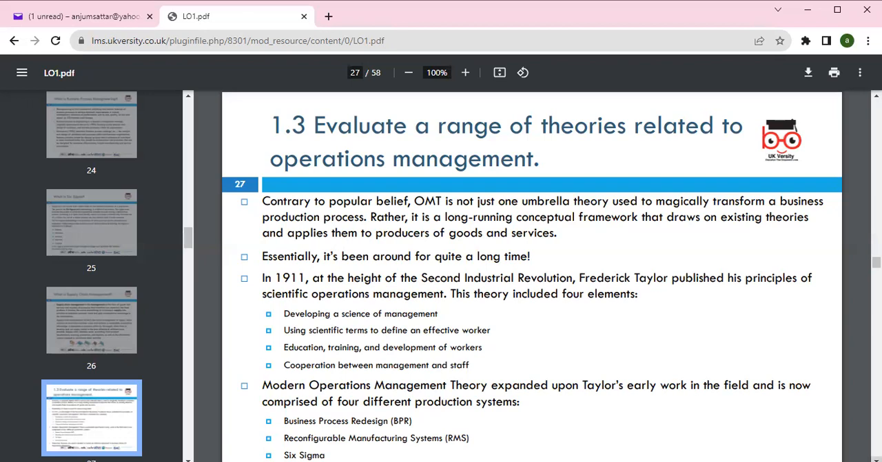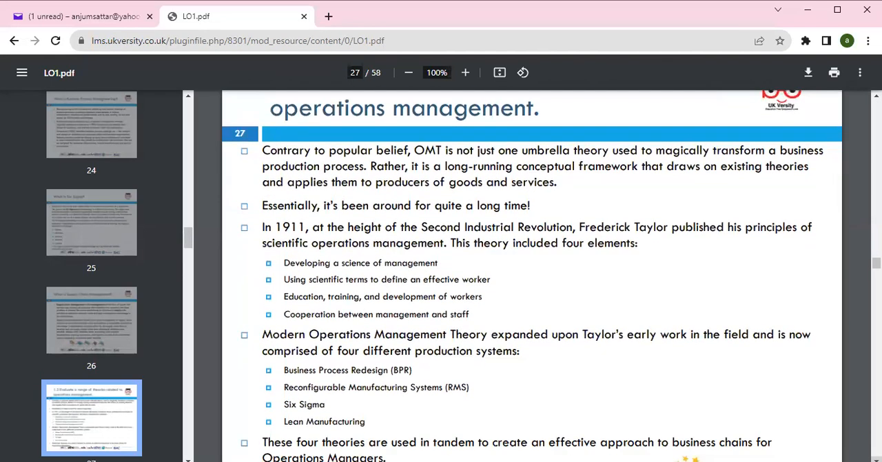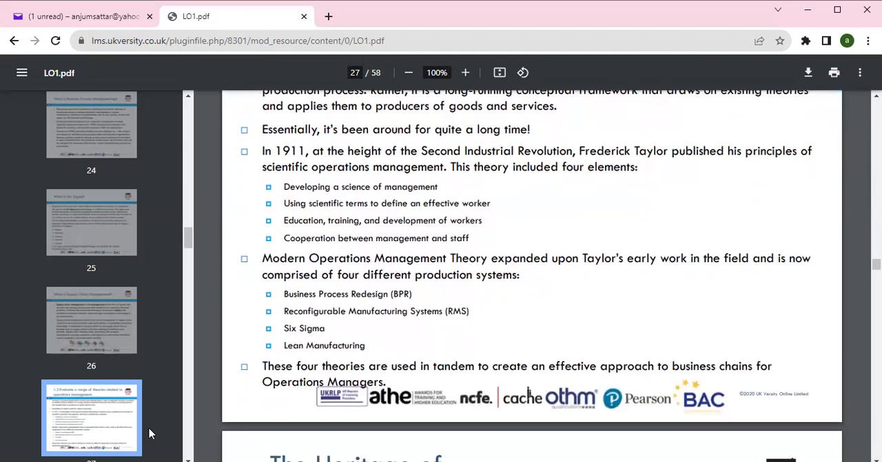His key focus is on piece rate, re-engineering, and making the chain, and business process redesign, BPR, and RMS, which is reconfiguration of manufacturing systems, Six Sigma, and lean. Lean is always trying to improve your system and reduce waste.